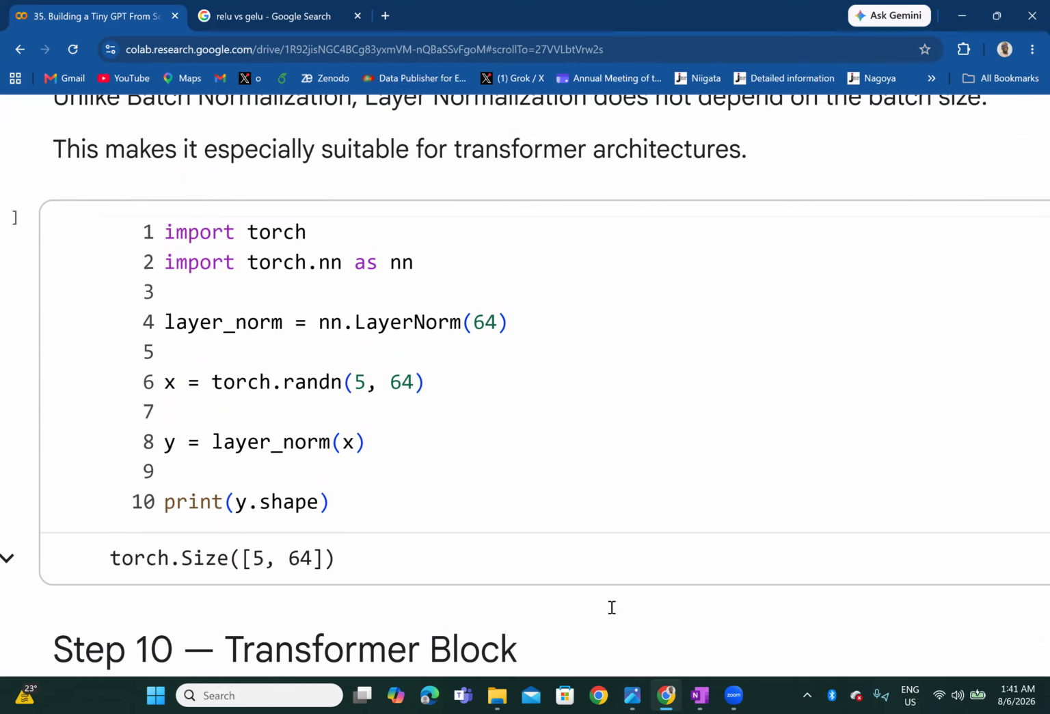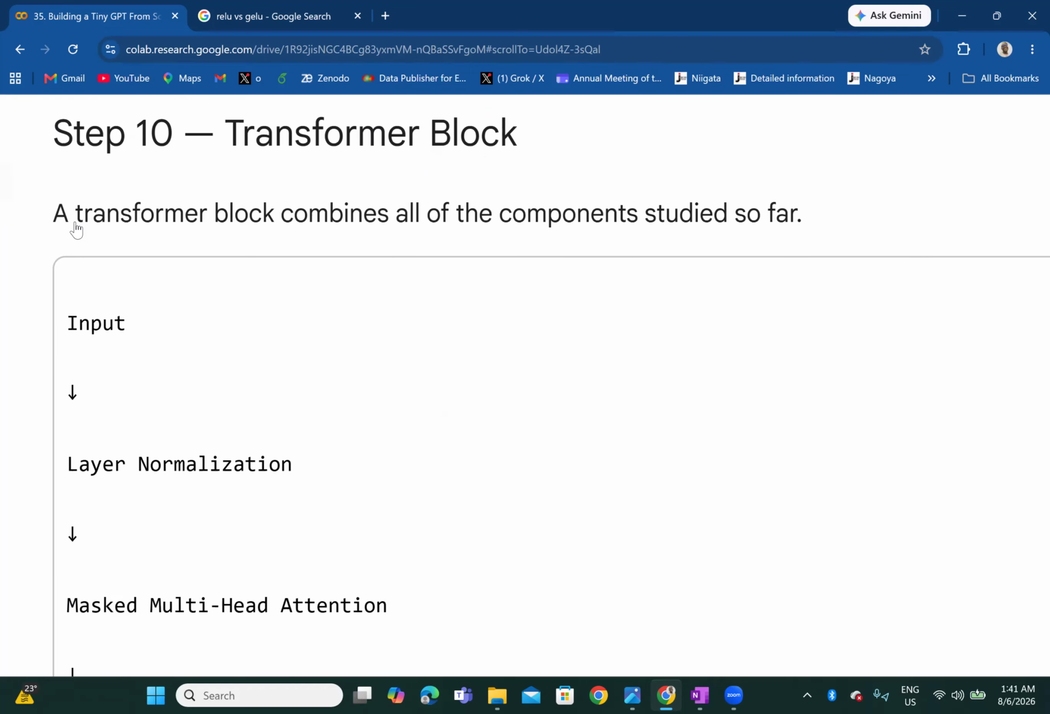So imagine that you have the whole layer thing here. For layer normalization, you have LayerNorm of 64, and then your x is 5 by 64. That's your input. You have a 5 by 64 kind of token. Then y, which is LayerNorm of x. If you print the shape, you see it ends up giving you the 5 by 64 as expected. So then you can have a transformer block. A transformer block combines all of the components studied so far.